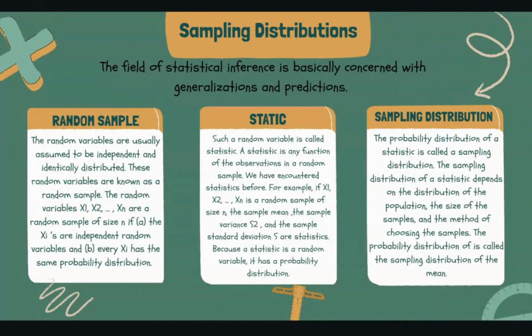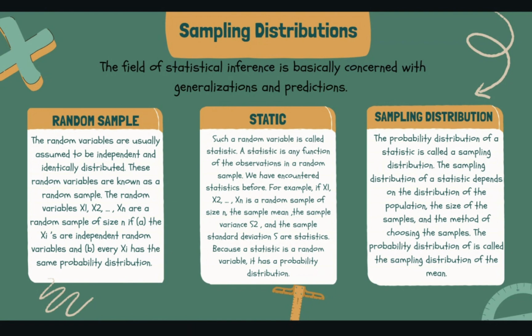Next, we have the sampling distribution. The field of statistical inference is basically concerned with generalization and predictions. So on sampling distribution, we have these three. First, we will tackle random sample. The random variables are usually assumed to be independent and identically distributed. These random variables are known as a random sample. The random variables x1, x2, and so on until xn are a random sample of size n if the xi's are independent random variables and every xi has the same probability distribution.